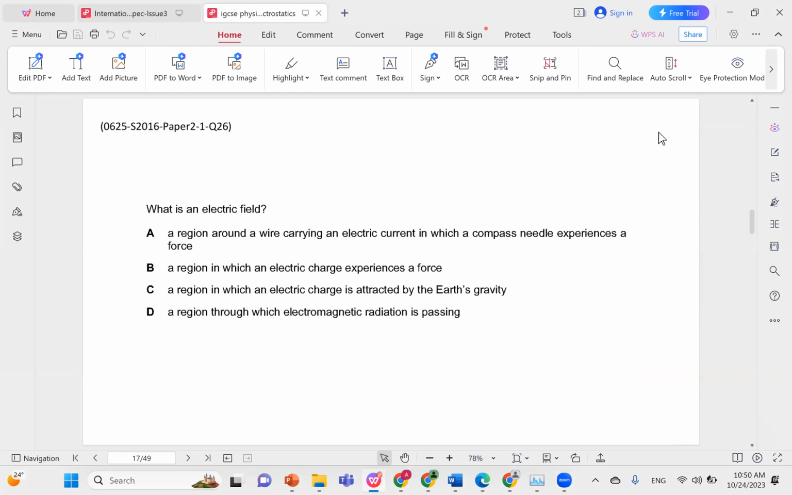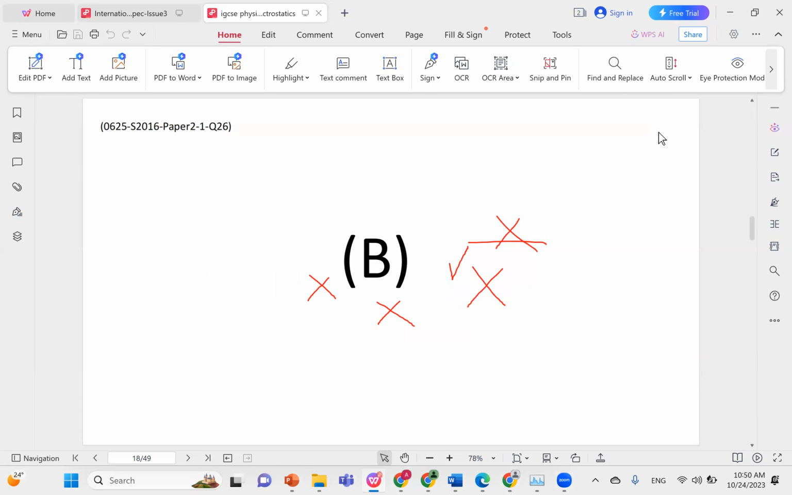What is an electric field? Is it the region around the wire carrying an electric current in which a compass needle experiences a force? So compass needles experience force in magnetic fields, so this is incorrect. A region in which an electric charge experiences a force. This is correct. A region in which an electric charge is attracted by the Earth's gravity. No, this is called a gravitational field, and it has nothing to do with charge. It has to do with mass. A region through which electromagnetic radiation is passing. Again, this is not an electric field. So the correct choice here would be choice B.